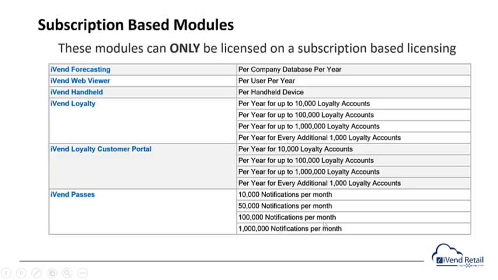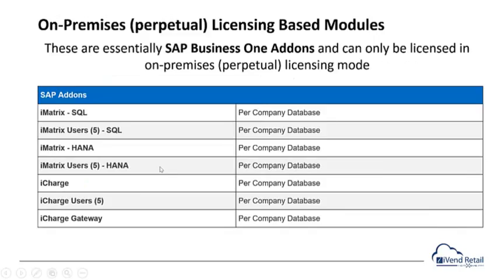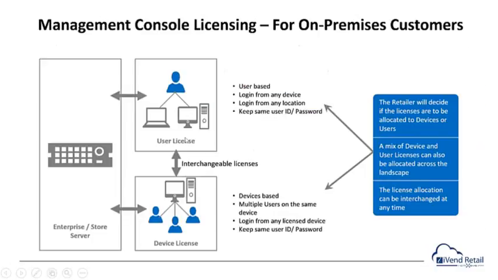So notifications can be understood to be, for example, emails that are sent out by the retailer using iVend passes as the platform. So how many emails per month you would be sending would determine the pricing for iVend passes. And this is pretty simple and straightforward. The SAP Business One Addons are all per company database.